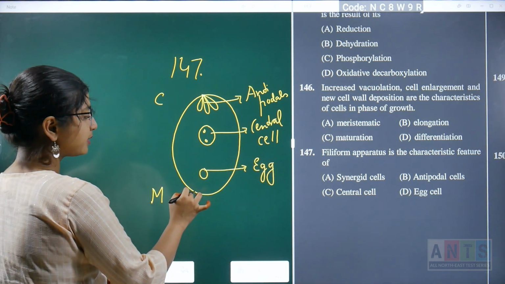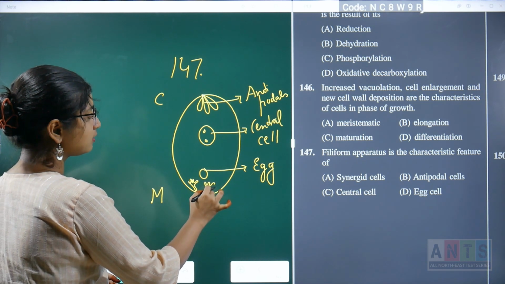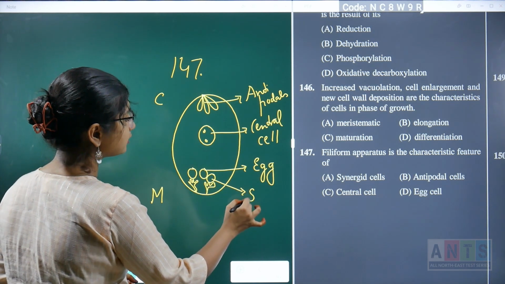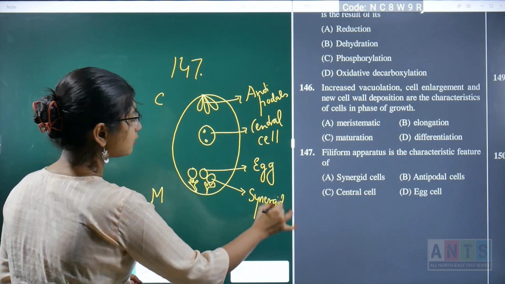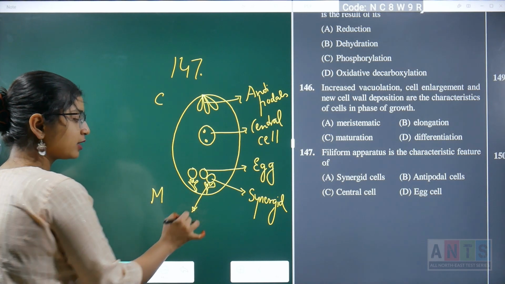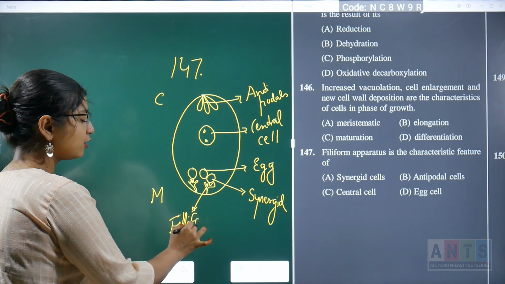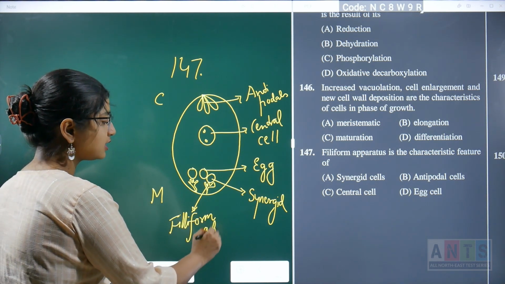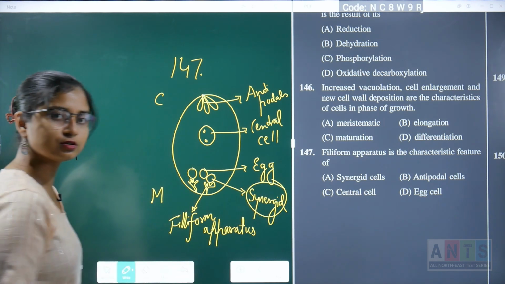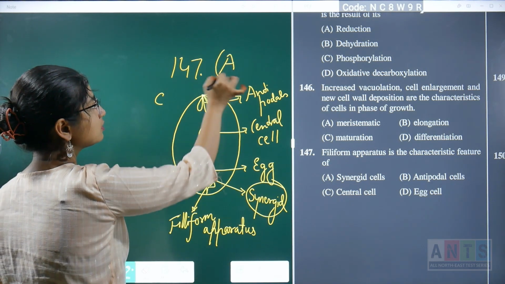Now what we notice is that at the micropylar end we have the presence of some finger-like projections, and from these finger-like projections we have the extension of the synergid. So this is the whole arrangement of a mature embryo sac. So this finger-like projection at the micropylar end is called the filiform apparatus. So it seems that the filiform apparatus is associated with what? Synergids. So going by that, question number 147, the correct answer is option A.